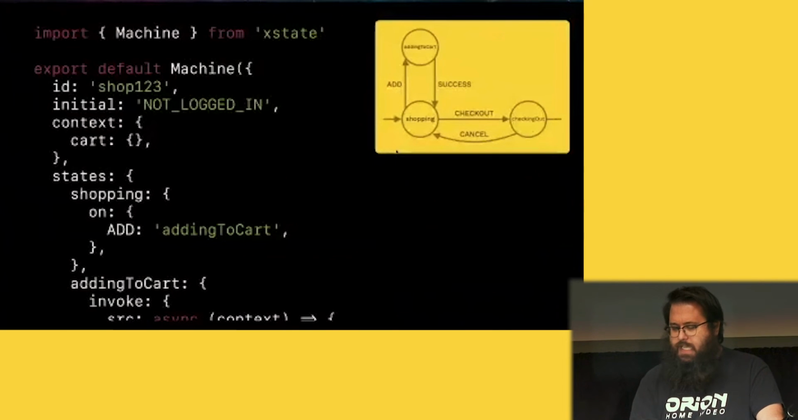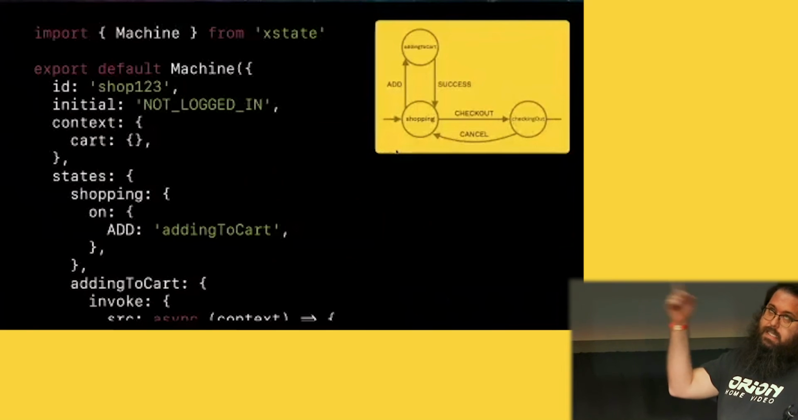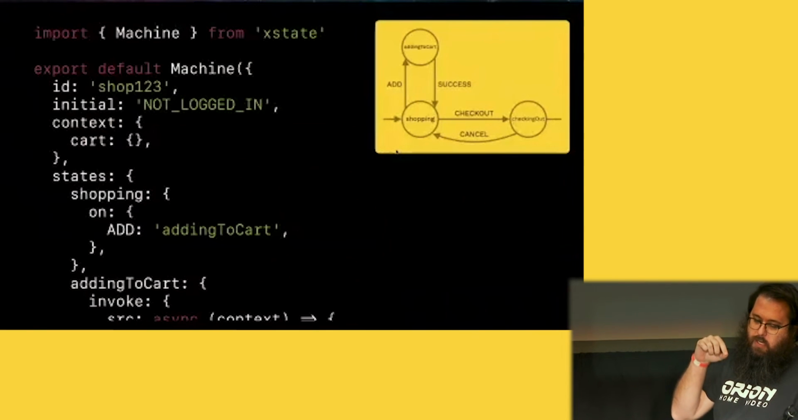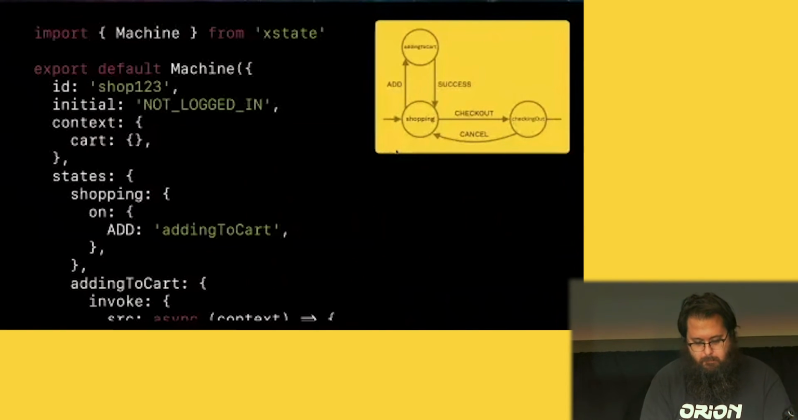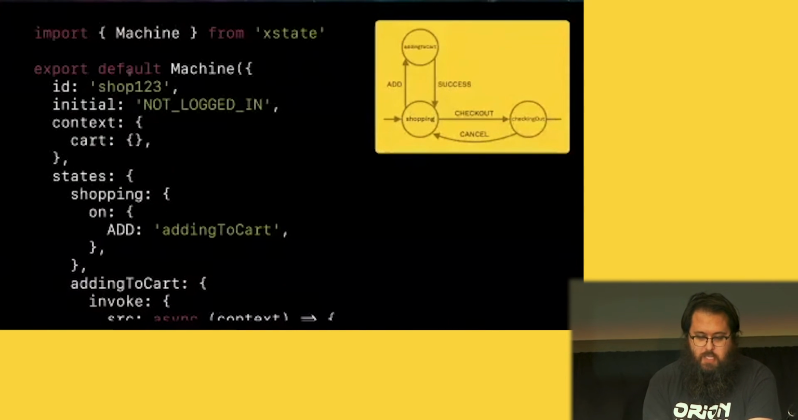So we're taking a slice of our example from earlier, and we're going to put it into XState code. We don't have the login state. I'm just looking here at when we're shopping, adding stuff to cart, and then going to the checkout process. So this is what it looks like defining something in XState.